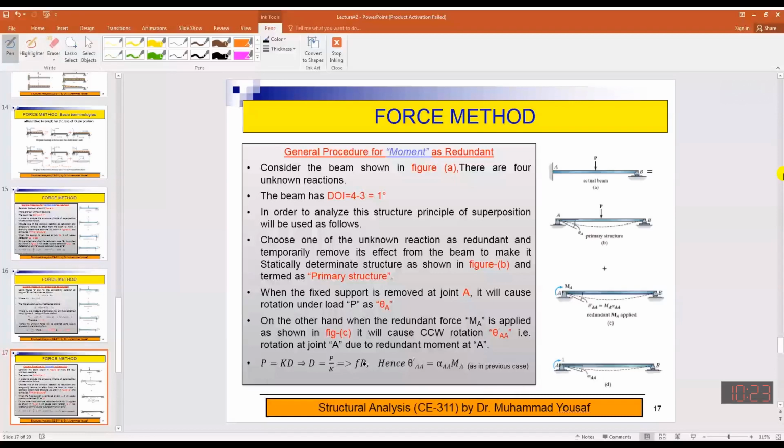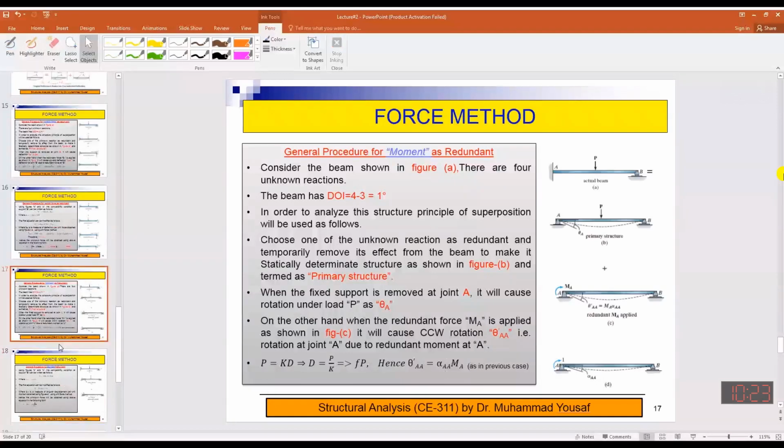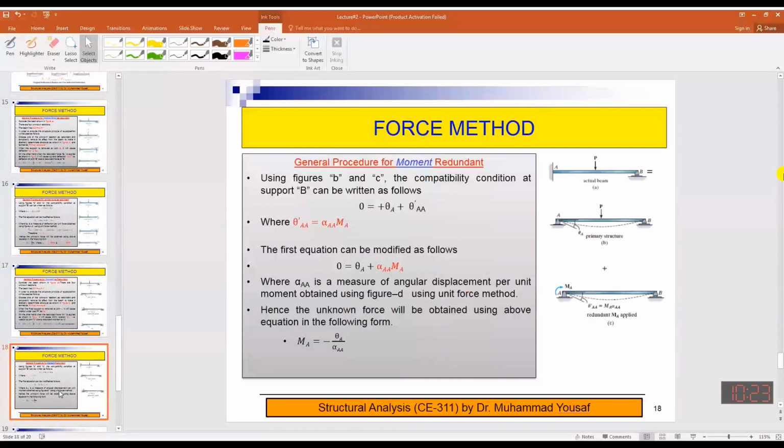F is the flexibility. What is flexibility? It is the displacement or the deflection. So displacement is the rotational displacement. It will be in the form of rotation alpha. Okay. So this way we will be finding out, and now in this case you can see that this rotation and this rotation, the sum of these two rotations should be 0.